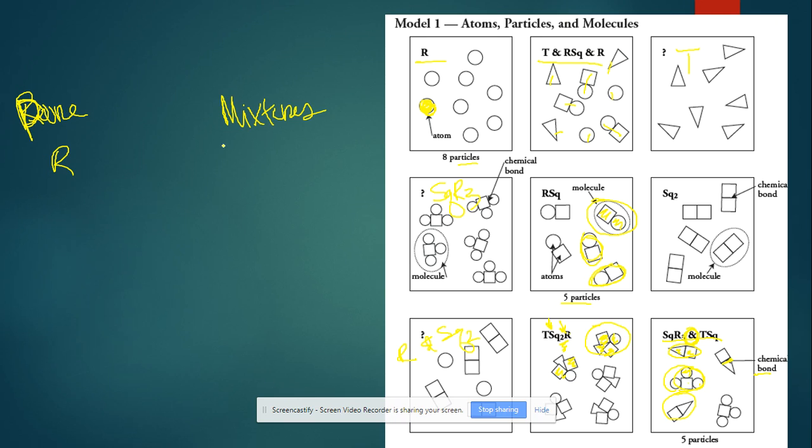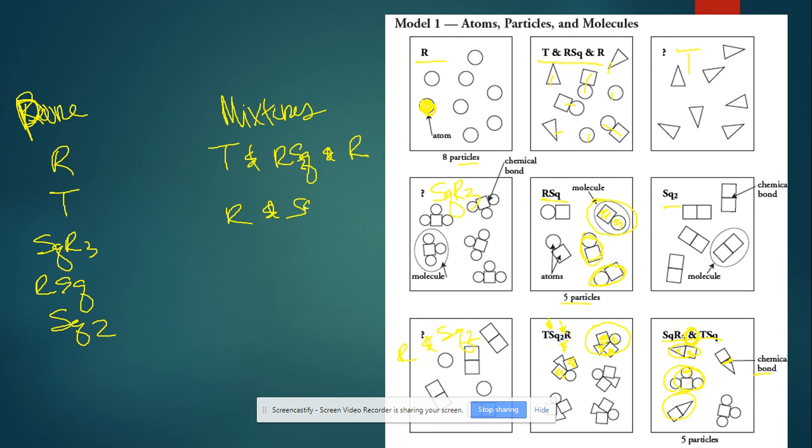This guy, I've got three different kinds of sample particles. So that one's going to be a mixture. This one is all the same. This one, all of those molecules are the same. This one, again, they are all the same. Here, one more time, all the same. This one, I got two different kinds, and so it's going to go over here in mixture. Another one where all of these molecules are the same. And finally, I have yet another ampersand. So these guys are going to be in the mixture column.